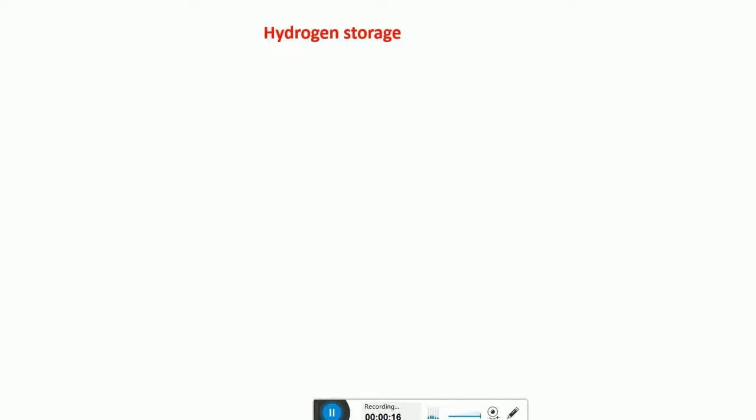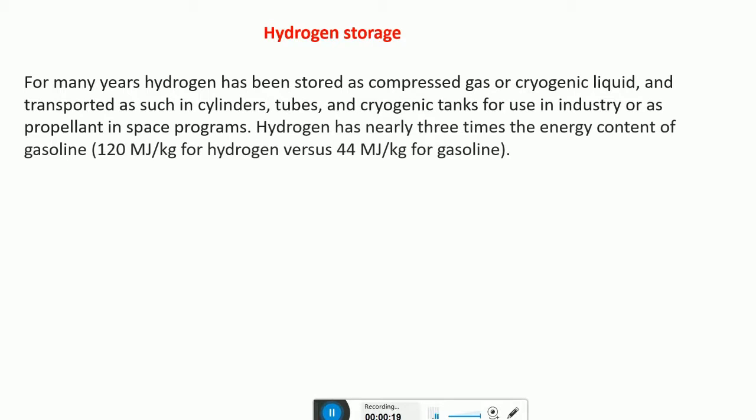Then hydrogen storage. For many years, hydrogen has been stored as a compressed gas or cryogenic liquid and transported as such in cylinders, tubes, and cryogenic tanks for use in industry or as propellant in space programs. Hydrogen has nearly 3 times the energy content of gasoline. However, on a volume basis, the situation is reversed.